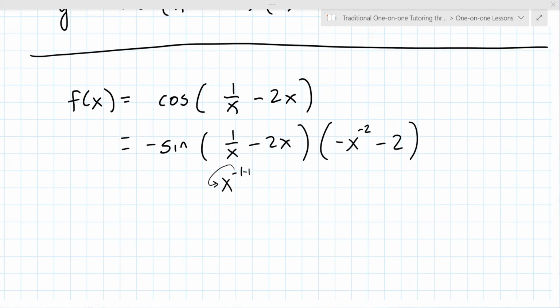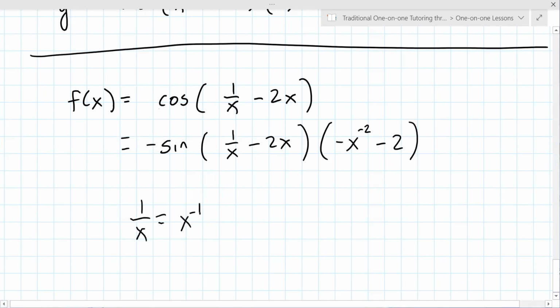Wait, how did you get the negative x, negative 2? Well, how do you rewrite 1 over x? 1 over x equals x to the minus 1 power. So d dx of x to the minus 1 means you bring the negative out in front, x to the minus 1 minus 1, which is negative x to the minus 2. This is power rule.